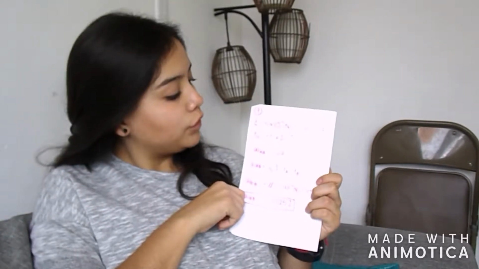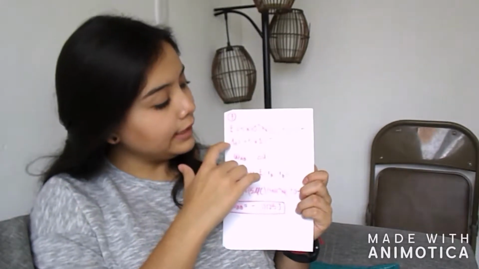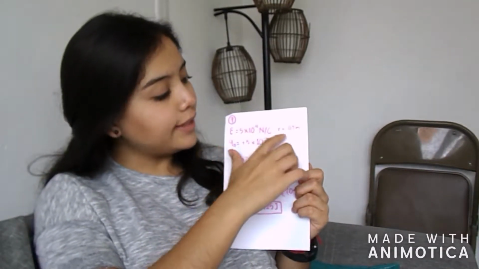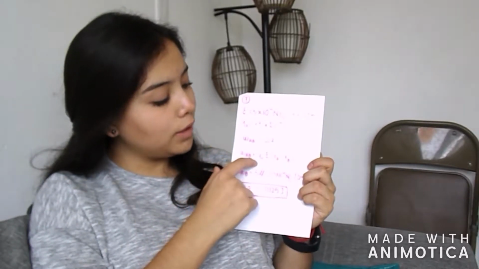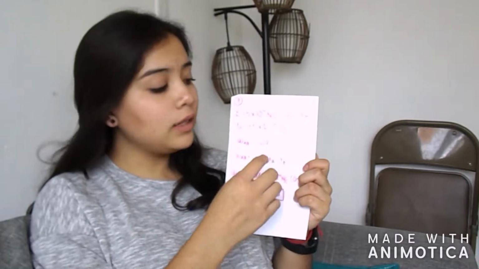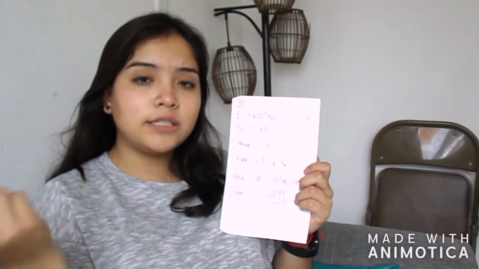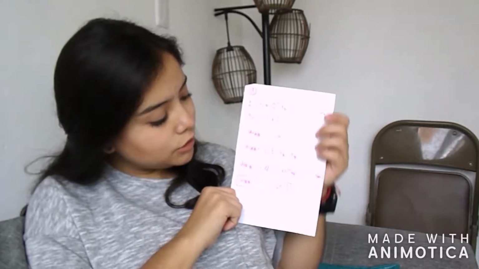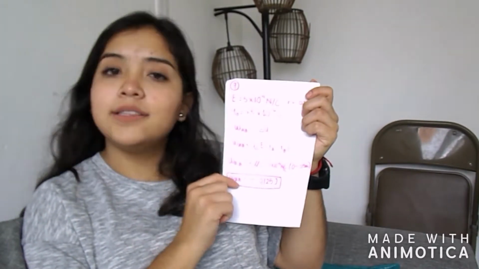In problem number 7, they are asking us for the work. So first of all, we have our data: the electric field, the charge, and the distance. And we're going to use the work formula, that is test charge times the electric field times the distance A minus the distance B. We substitute our values, and we have this result.